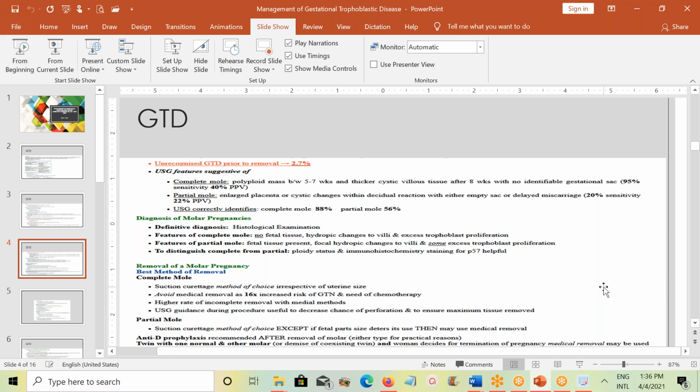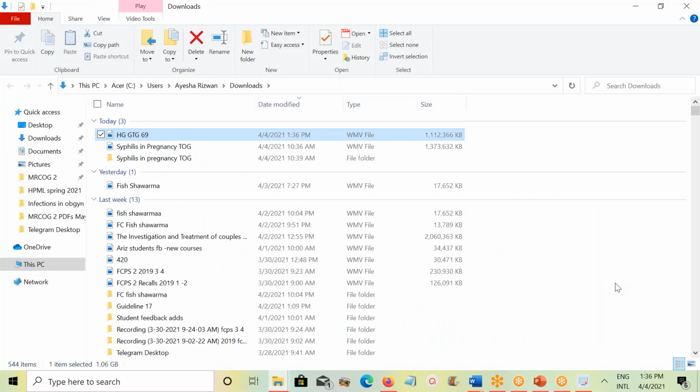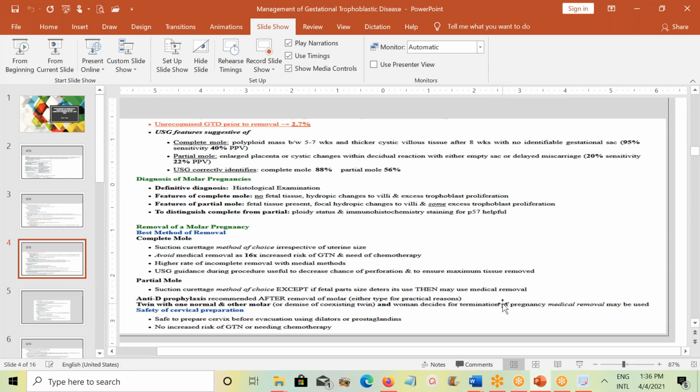Cervical preparation should be offered, on the same day, vaginally. We give prostaglandins. We can also use dilators, but mostly we prime with a prostaglandin, because if we loosen the tissue, the shape will change. Why? Because we want to enter the instrument safely. The suction cannula should not meet resistance. If there is resistance, you should stop, to decrease the risk of perforation.